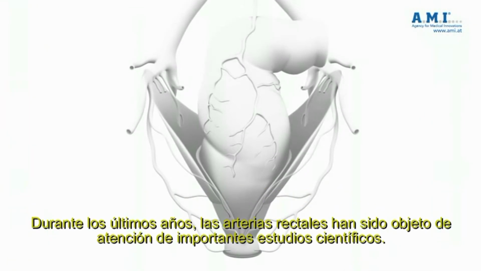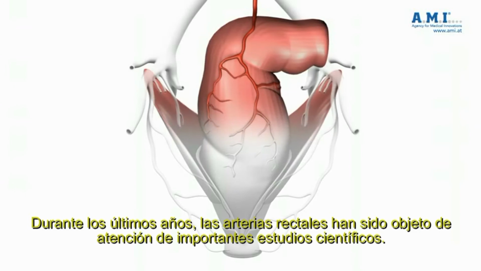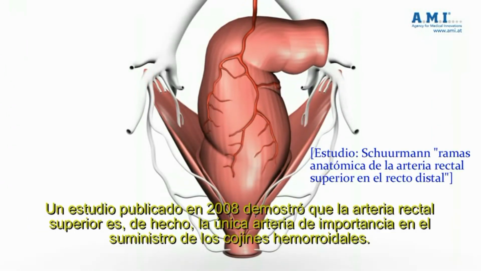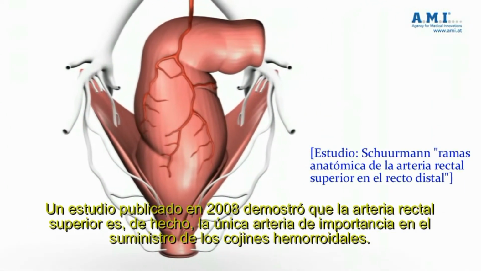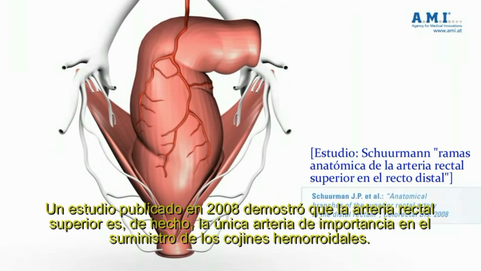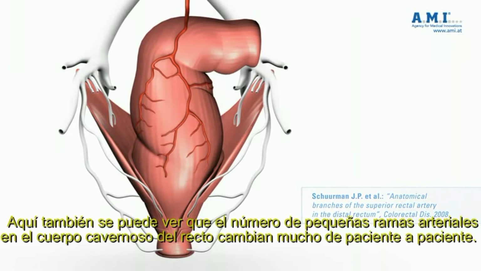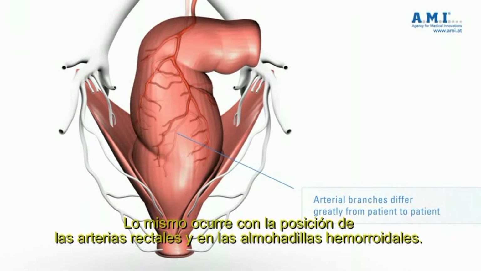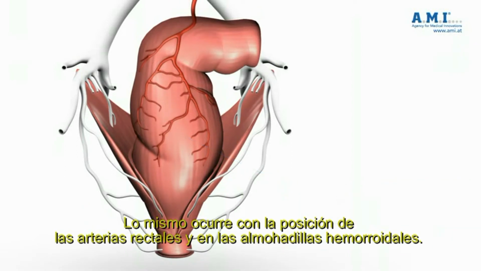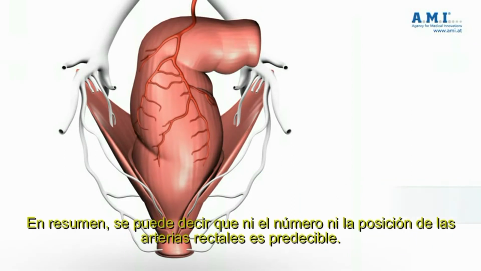During the last few years, the rectal arteries have been the subject of considerable scientific attention. A study published in 2008 showed that the superior rectal artery is in fact the only artery of any significance supplying the hemorrhoidal cushions. Here it can also be seen that the number of smaller arterial branches in the corpus cavernosum recti differ greatly from patient to patient. The same also goes for the position of the rectal arteries in the hemorrhoidal cushions. In summary, it can be said that neither the number nor the position of the rectal arteries is predictable.